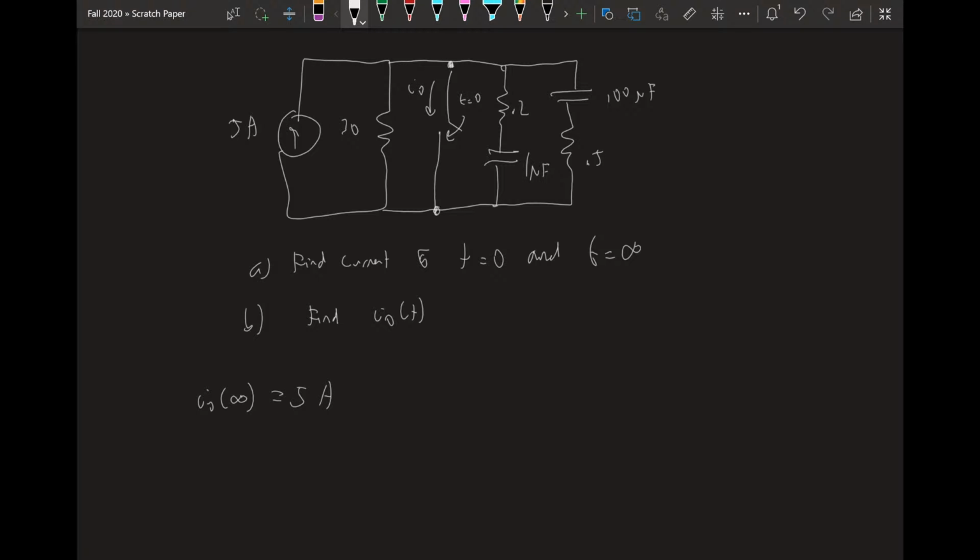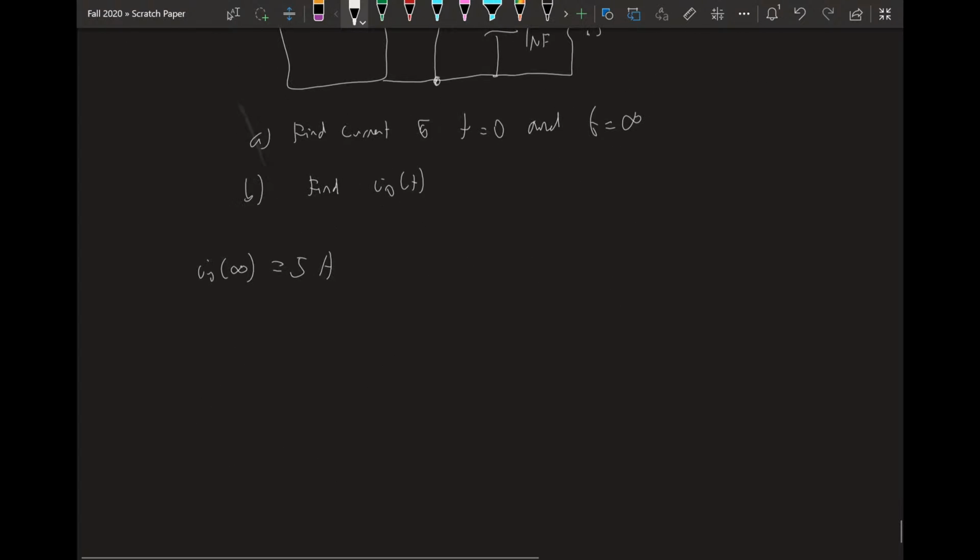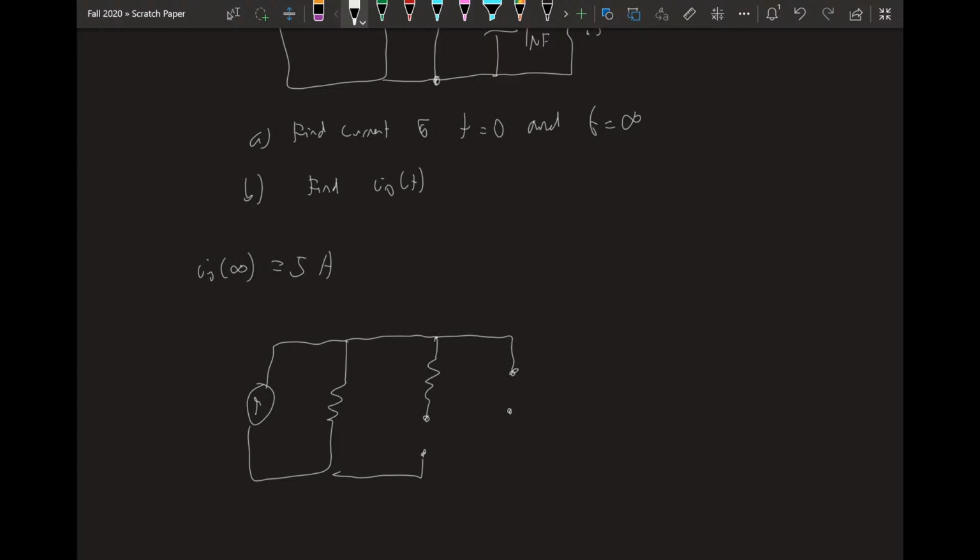Okay, well what about I at 0? Well, for I at 0, we really need to know the initial conditions of the capacitors. Let's redraw the circuit to find this out. So, assuming it's been in operation for a long time beforehand, the capacitors are fully charged at time equals 0. That means that each capacitor acts as an open circuit, and we want to find the voltage across that open circuit.